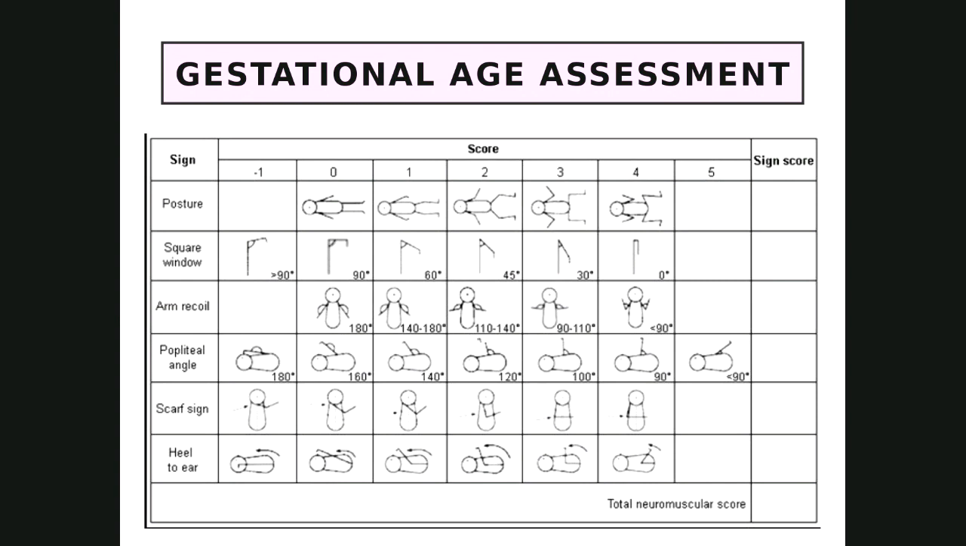Okay, so I'm going to go through some of these. I'm going to give you an example so you understand. Understand that the lower the score, the more preterm the baby. Okay, their posture is not going to be good. They're not going to have good tone. Their central nervous system is not as developed.